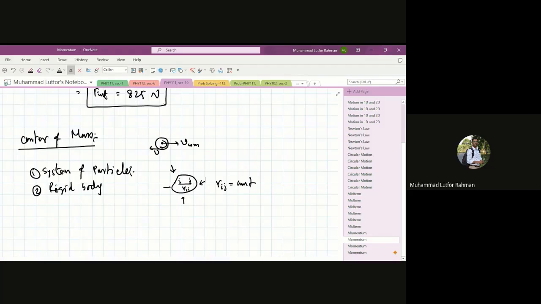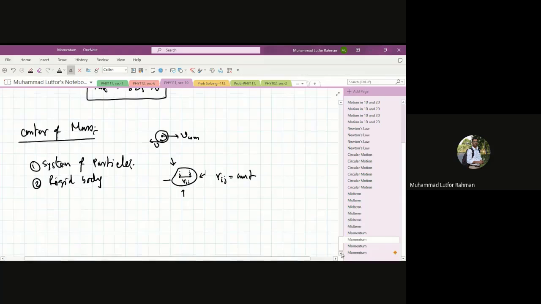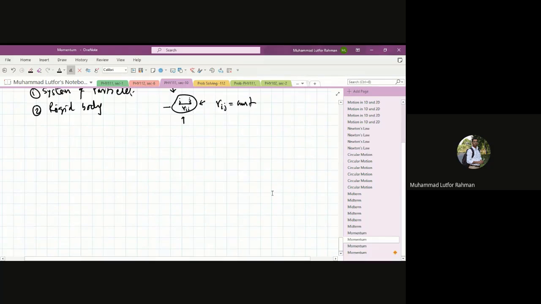And we'll find out the center of mass of both types of system. One is a system of particles, which we will consider as point masses, and the second one is a rigid body. That means for any shape of object, we can find out the center of mass of that system. First, I'll define the center of mass for the system of particles.